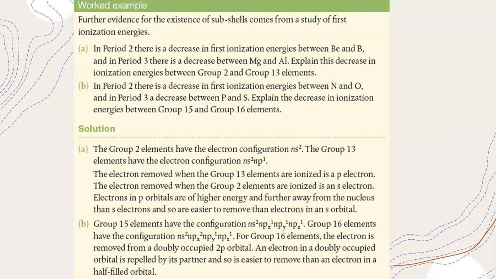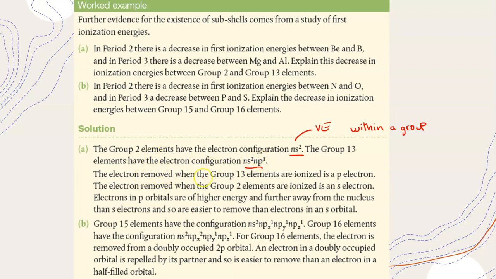Let's have a look at the solution so that you know how to approach these and look at the practice questions. So here we are setting up the way that we're going to answer. Group 2 elements have the electron configuration ns2, remembering that the outer shell valence electron configuration is the same within a group. Okay, so within a group, it's always the same. So everything in group 2 will have their valence shell electrons in the s2 subshell. In group 13, we have an electron configuration which has ns2 and p1. Okay, so we've got the filled s and the half-filled p here.